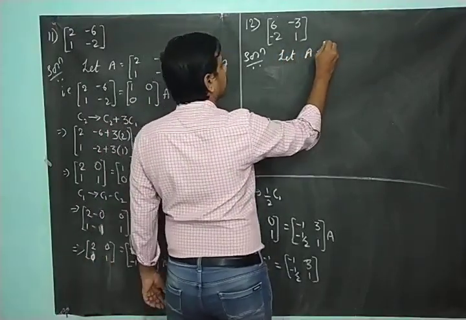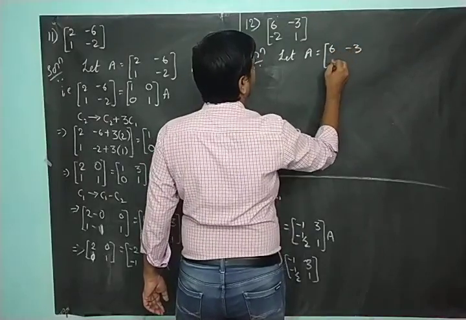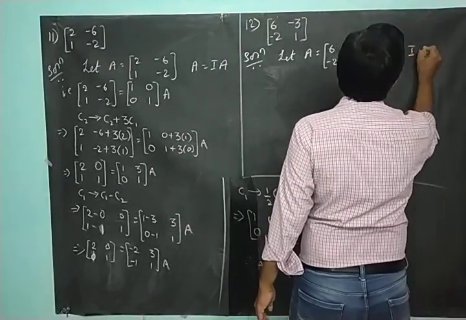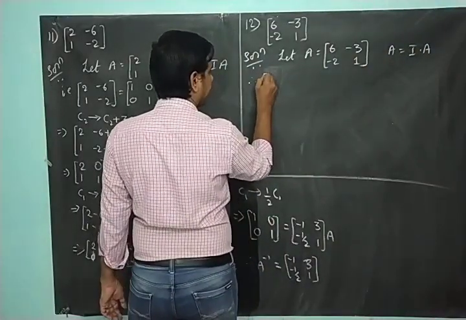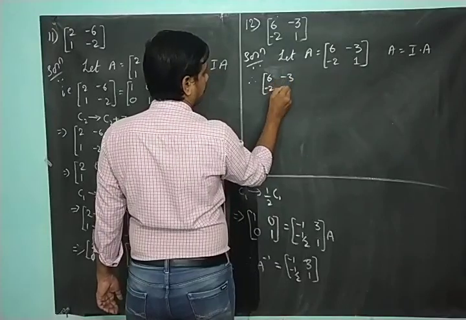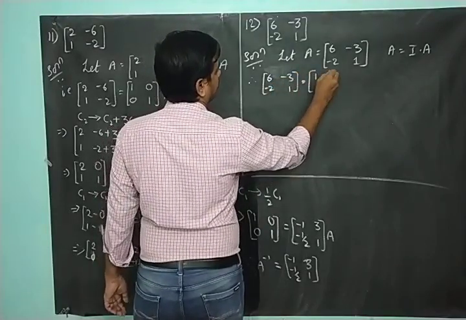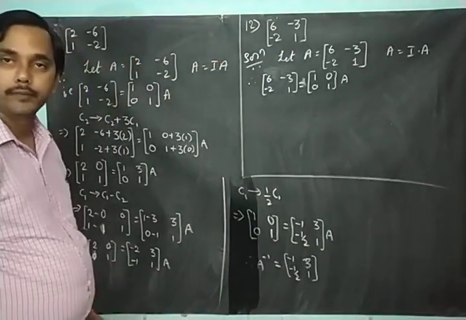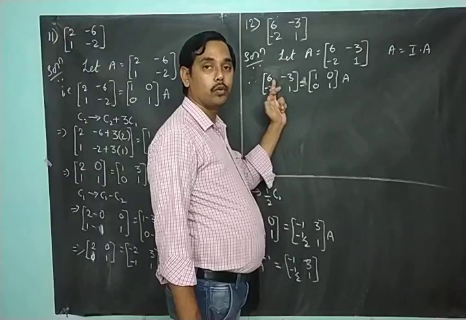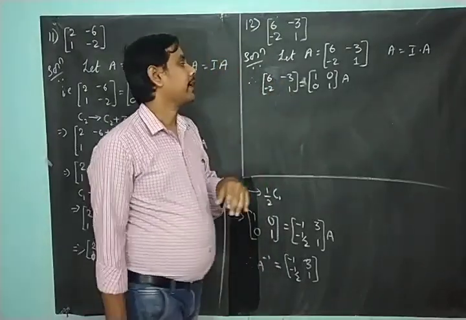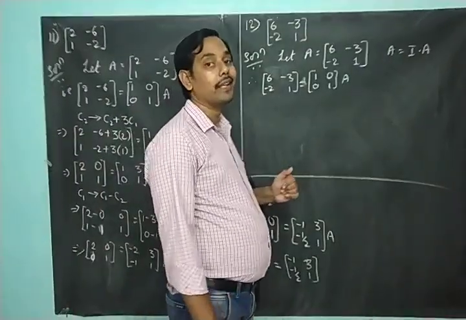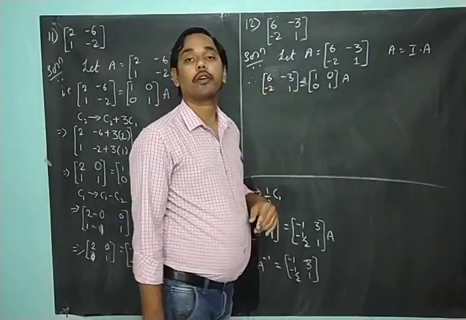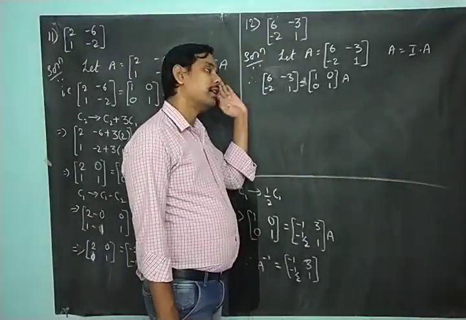Let A equal 6, minus 3, minus 2, 1. We know that A is equal to I into A. So therefore I can write 6, okay, fine. So now I need to convert this into 1. If I go through column or row transformation directly, it is not possible to convert into 1. If I operate with the second column or the second row, this is never going to be 1. So in that case, what do we need to do? We don't have any other option.